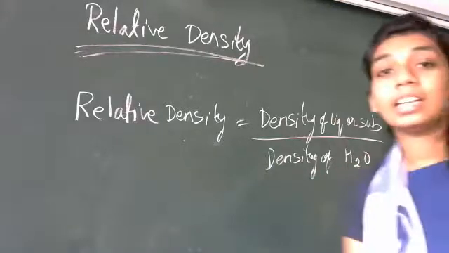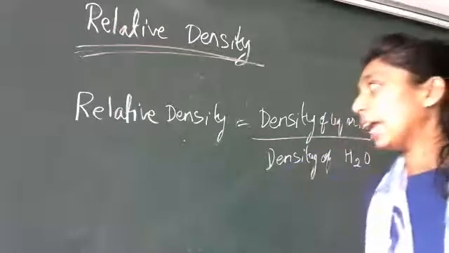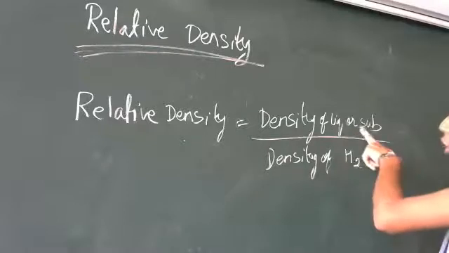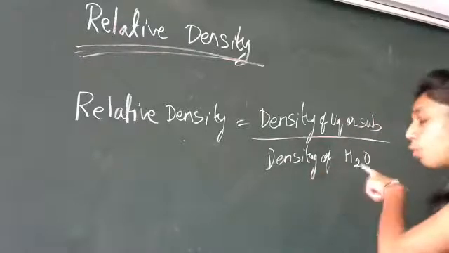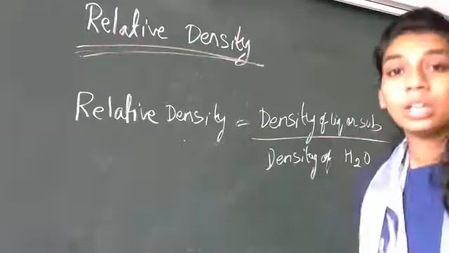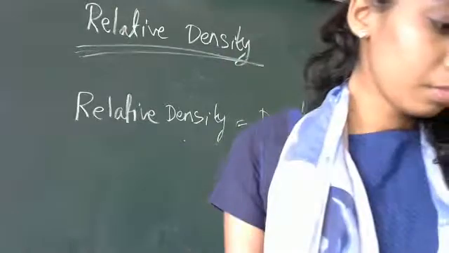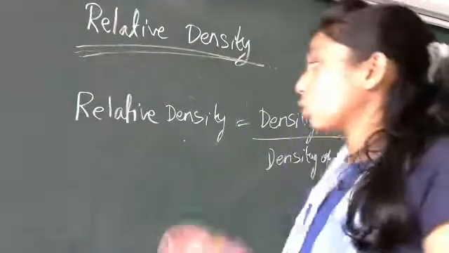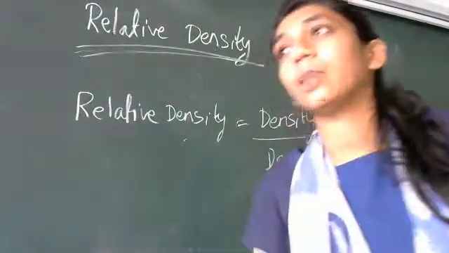Now, how can you define the relative density? So, relative density is defined as the density of any substance or object when compared to the density of water will give you the relative density. Okay. Now one more question arises. Now what will be the SI unit for relative density?